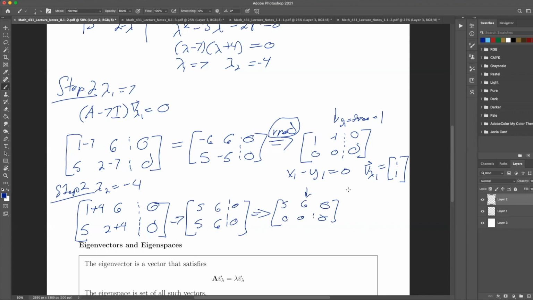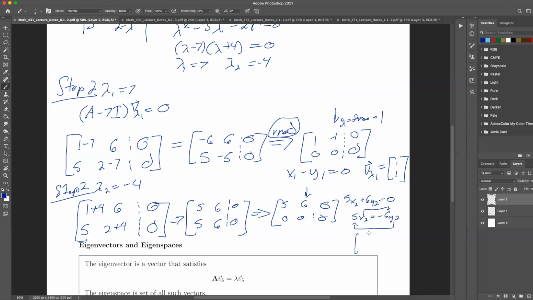Let me write out what this is saying. This is saying 5 of x2 plus 6 of y2 is equal to 0, or 5 of x2 is equal to minus 6 of y2. Now, what can I choose in order to make this work out? And the reason I'm showing you how to do it this way is because I'm going to do this when we do systems of differential equations, just because I don't like fractions. So I'm going to choose y2 to equal 5 and x2 to equal 6, and that is a solution, right?